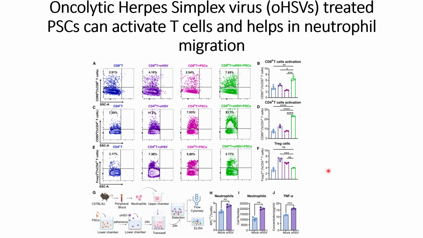So all these results, along with the results presented in the previous figures, lead them to the conclusion that oncolytic herpes simplex virus helps in the upregulation of antigen presenting cancer-associated fibroblasts, thereby helping in T cell activation and immune cell migration, especially neutrophil migration. At the same time, it also suppresses tumor proliferating markers such as regulatory T cells and myofibroblast. This is what they finally conclude from this paper.